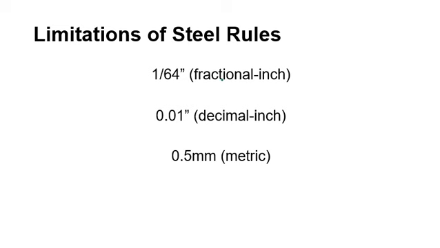Every instrument has limitations. So your steel rules, fractional inch, decimal inch, and metric system steel rules, have limitations, and the limitations go all the way to the smallest unit that they can measure. That's 1 by 64, because this fractional inch rule can go only 1 by 64. This decimal inch steel rule can go 0.01 smallest, and of course the metric you can go 0.5 millimeter smallest. It means that it cannot measure below this length accurately.